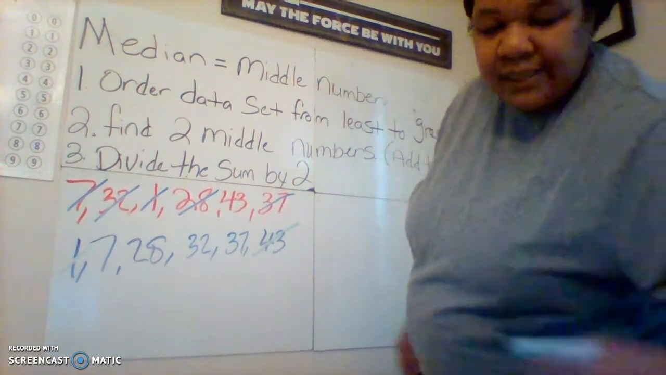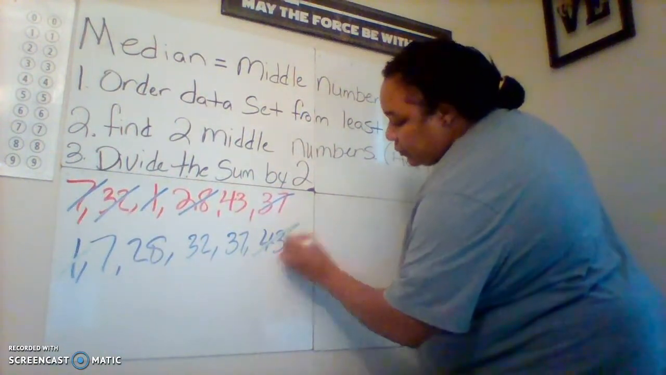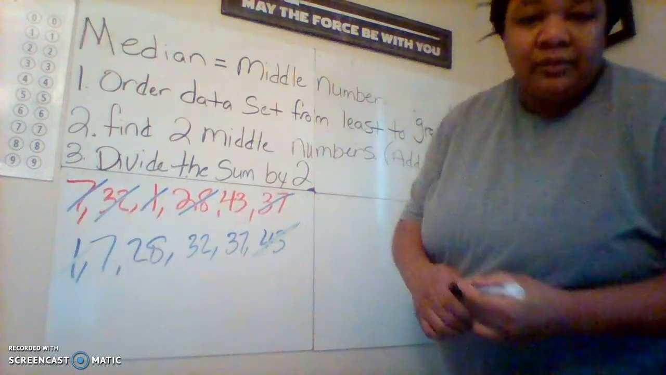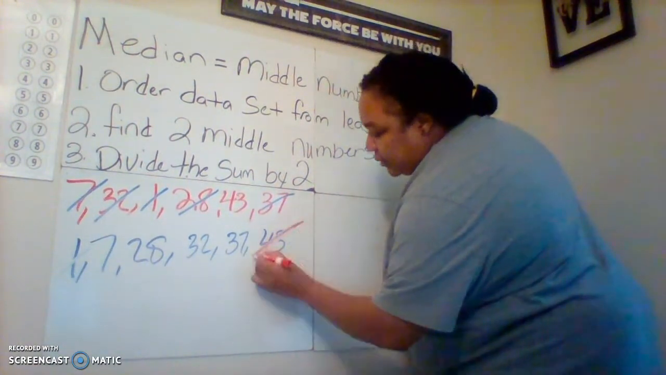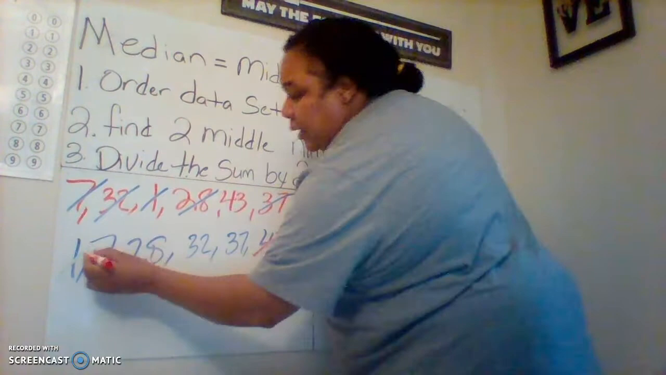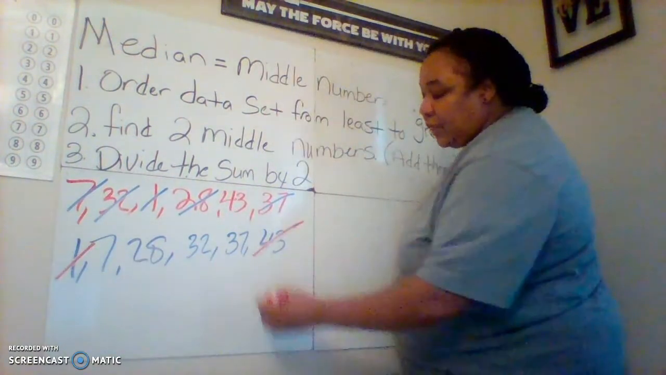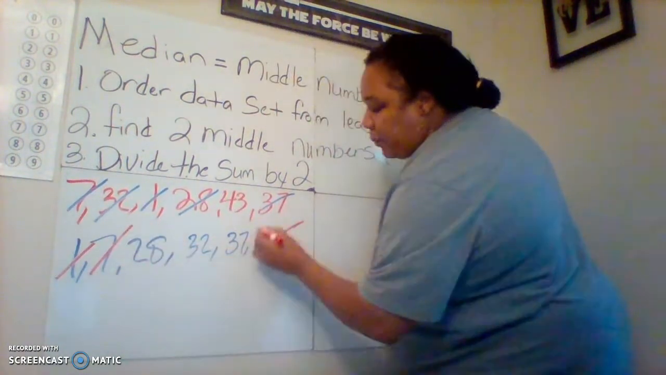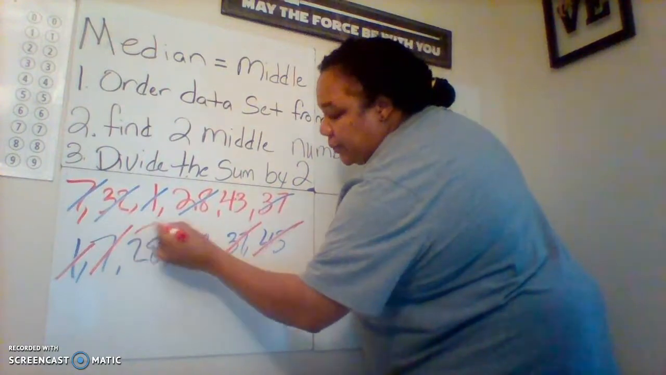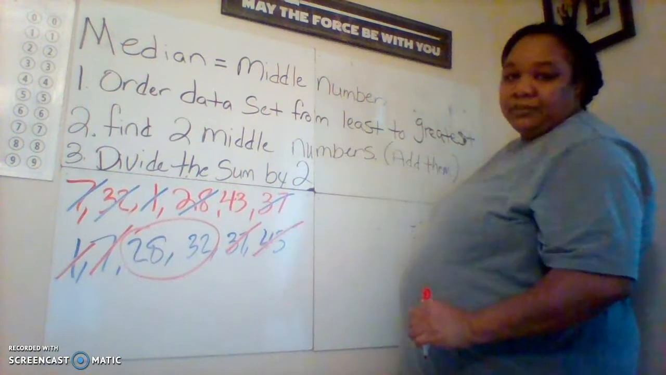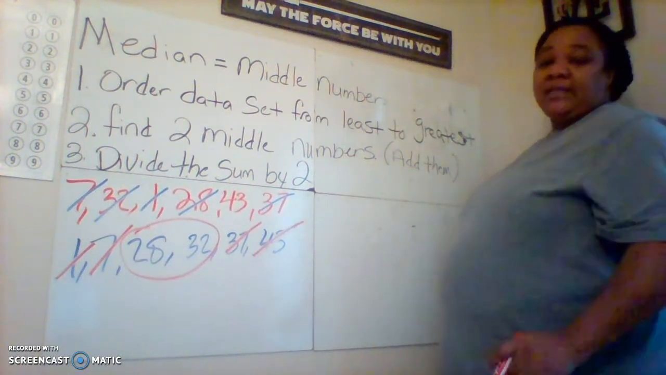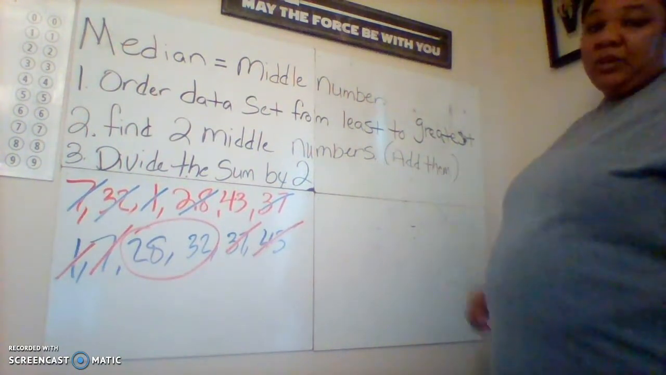I don't know if you guys can see that. Let me try to use a black marker. It's not working either. Technical difficulties. So 43, and I marked out 1. 7, and I'll mark out 37. Now, the only 2 numbers that I have left are 28 and 32. Okay? And the next thing I'm going to have to do is add those 2 numbers up.